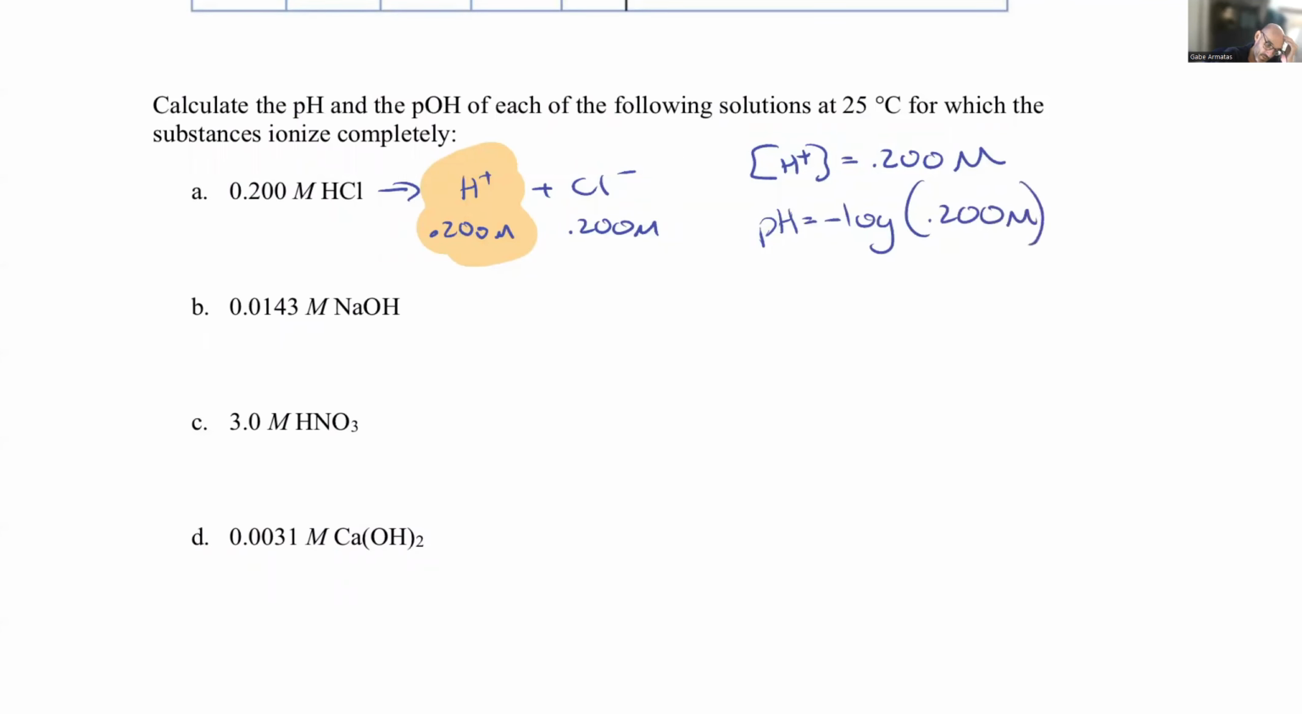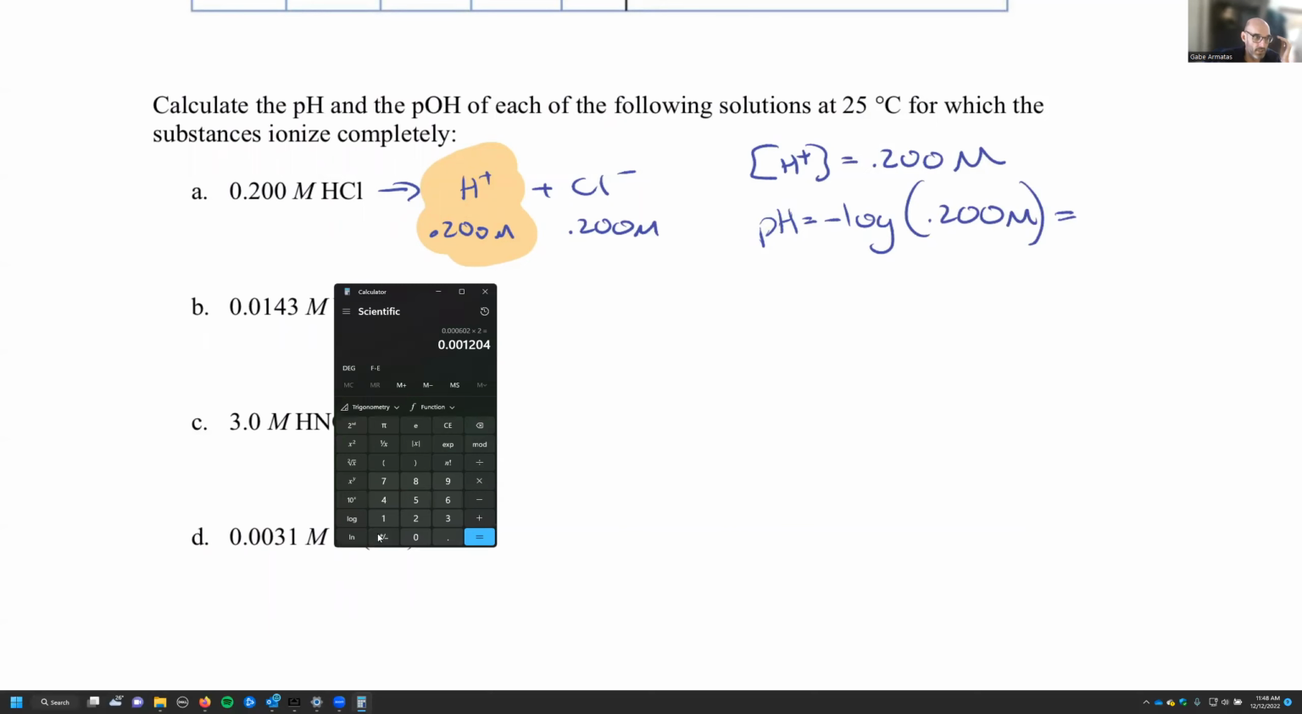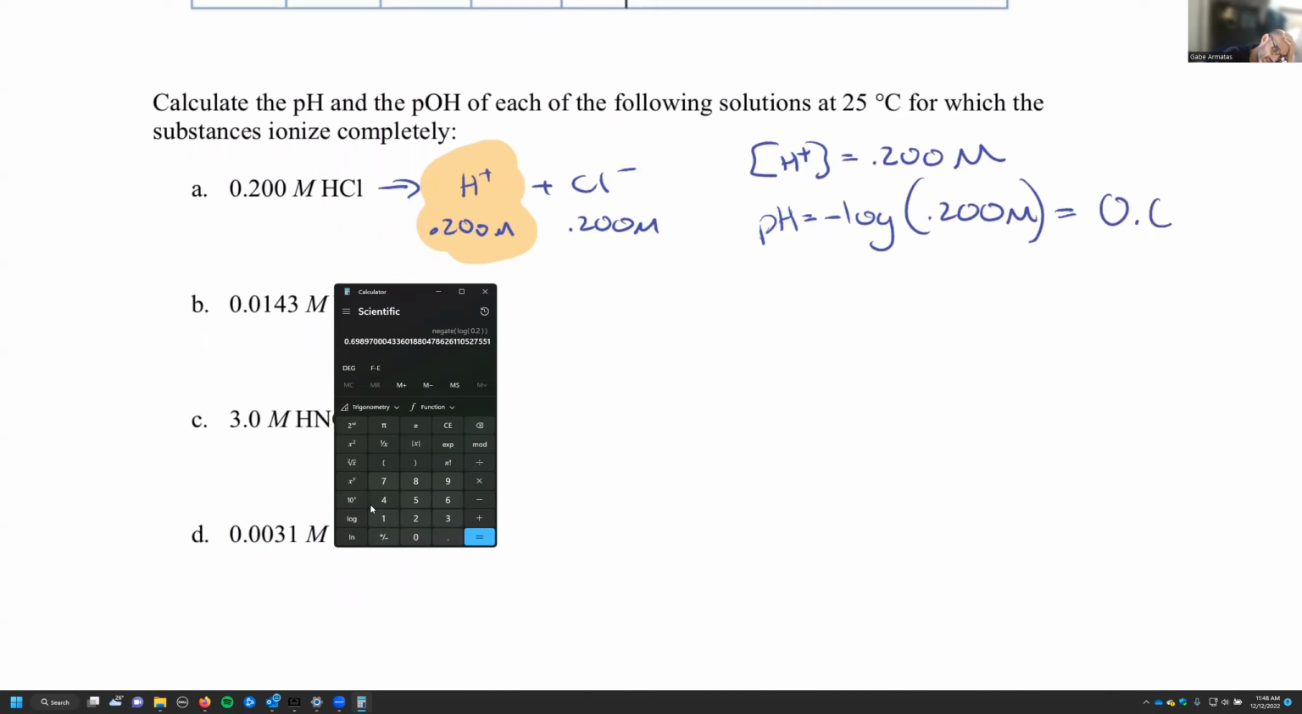So again, all I have to do is find that. So I'm going to write the number in, 0.200, and I'm going to take the log of it, and I want the negative of that log. The pH is 0.69, or 0.70. There's my pH value.